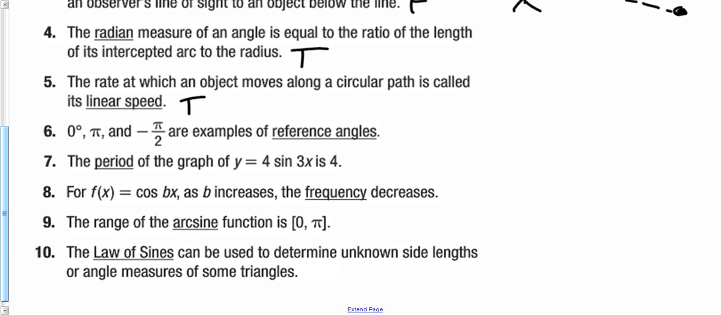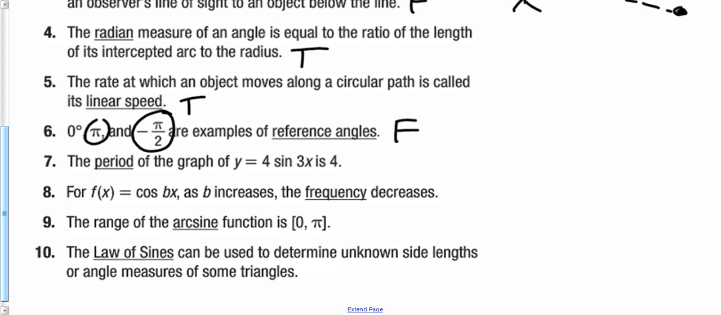Number 6, pi over 6, 0, pi, and negative 2 pi over 2 are examples of reference angles. Okay. These are false because of that one right there. All reference angles are always positive. Pi is also not a reference angle. Reference angles are positive, and they are in between 0 and pi over 2. These, however, are special angles. They are quadrantal angles, right? They are angles that end on a quadrant line. Okay.